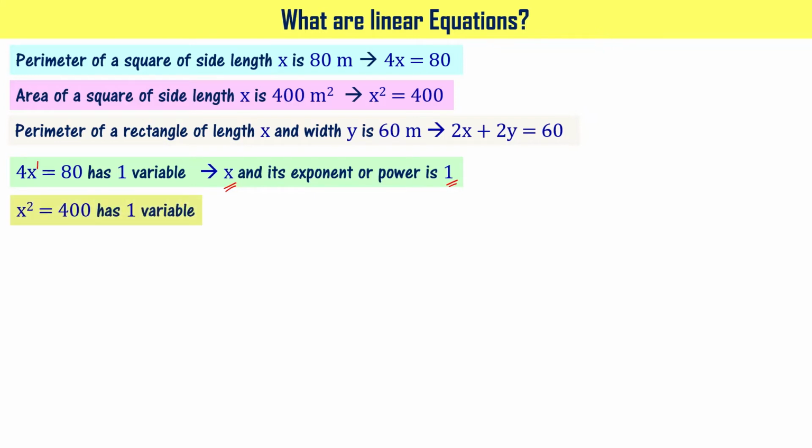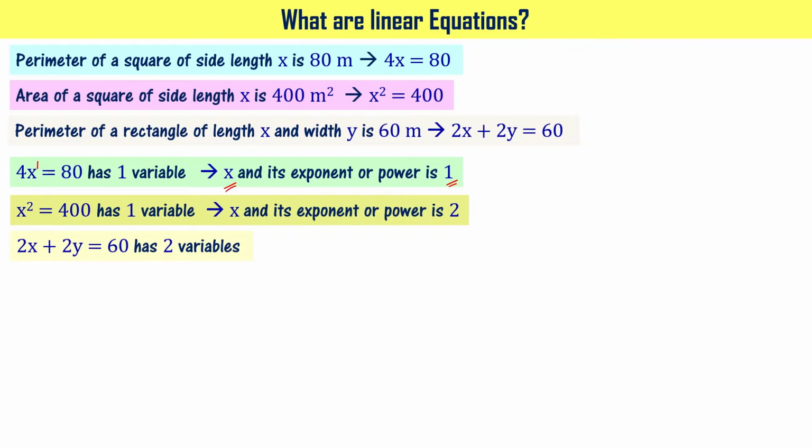Let's consider the other equation, that is x square equal to 400. It also has got one variable, that is x. But its exponent or power is 2. Please note this. Let's consider the third equation, that is 2x plus 2y equal to 60. It has got two variables, right? x is a variable and y is also a variable. That's why we have two variables in this equation. Those are x and y, and their exponents, if you observe, this is x power 1 and this is y power 1. That's why the exponents are 1 and 1 respectively, right?